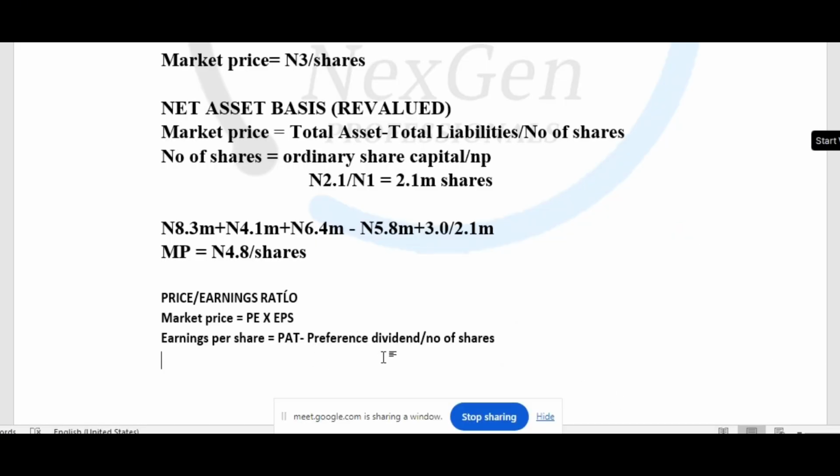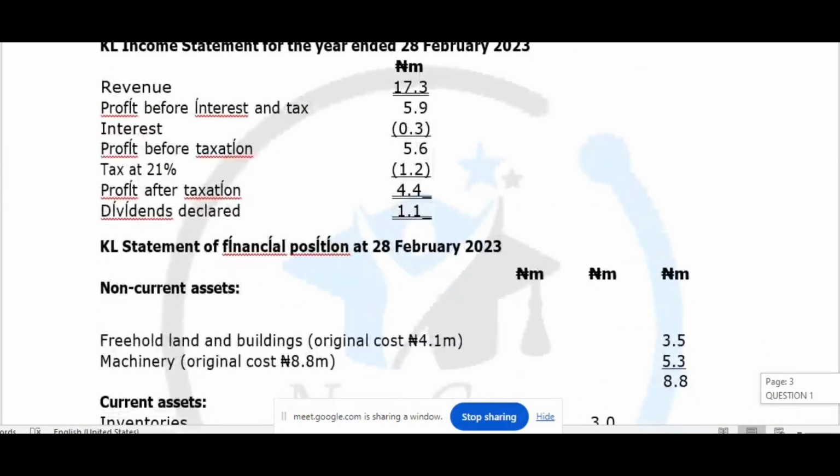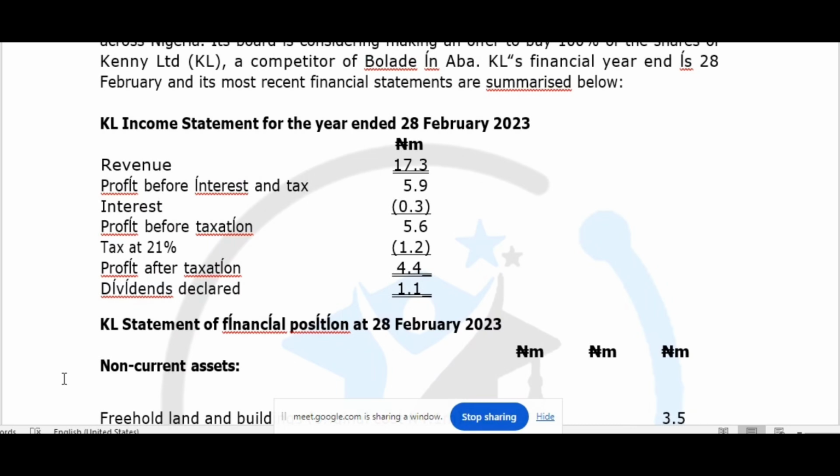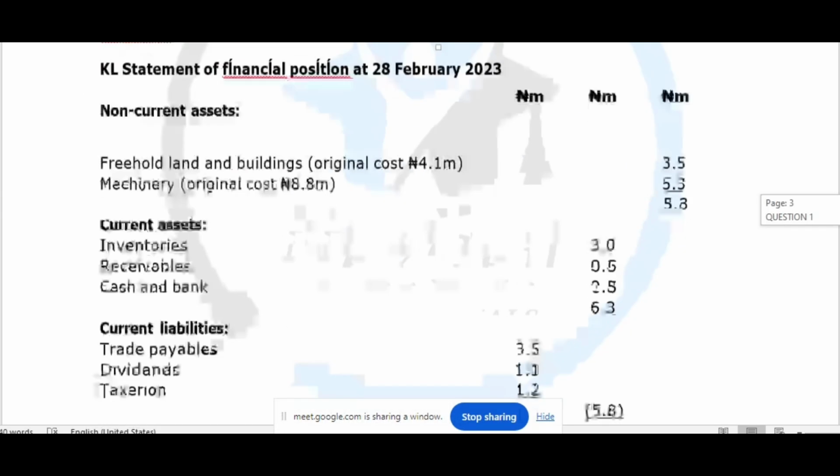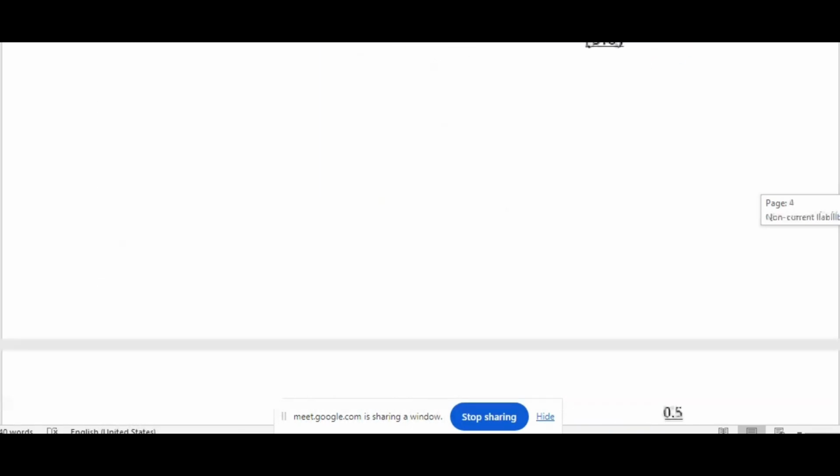Let's quickly continue. Now, profit after tax. Let's go back to the income statement from this question. This is the income statement of KL. The profit after tax is 4.4. Dividend declared is 1.1. There is no preference dividend. Please take note of profit after tax of 4.4.